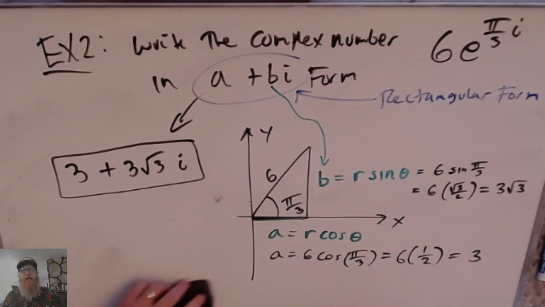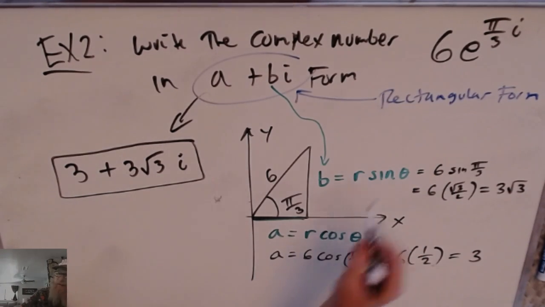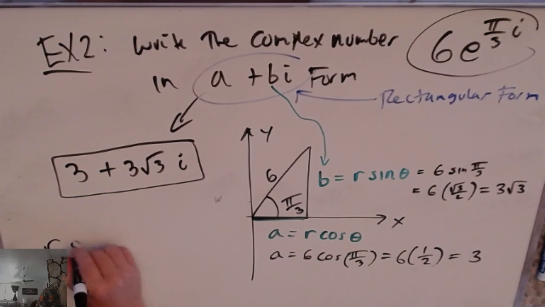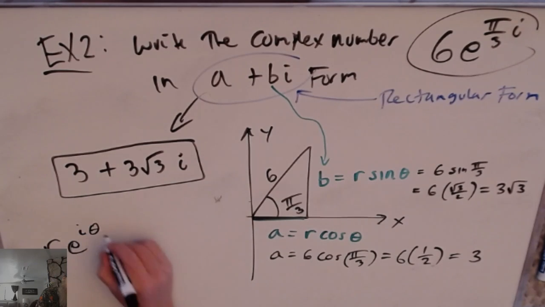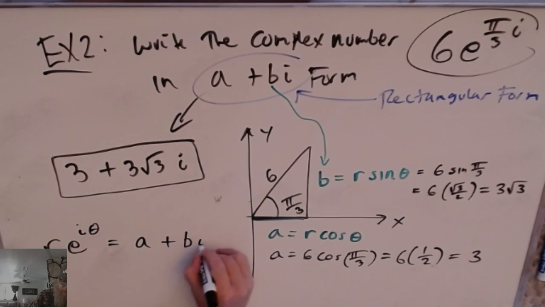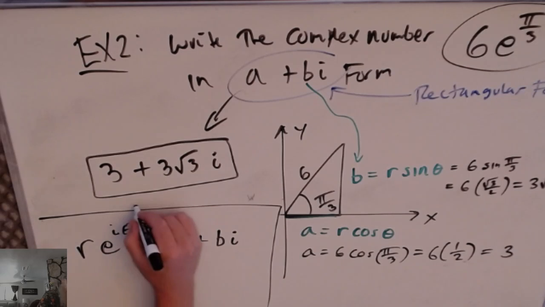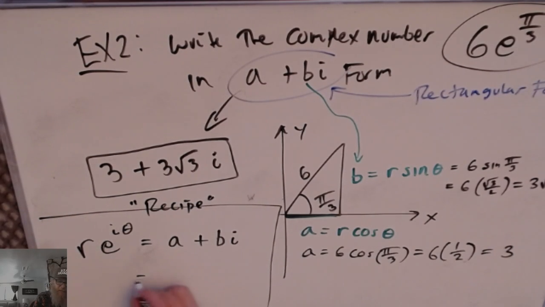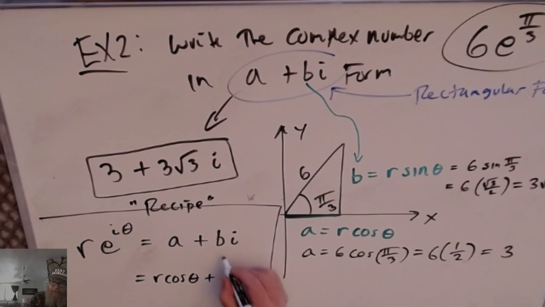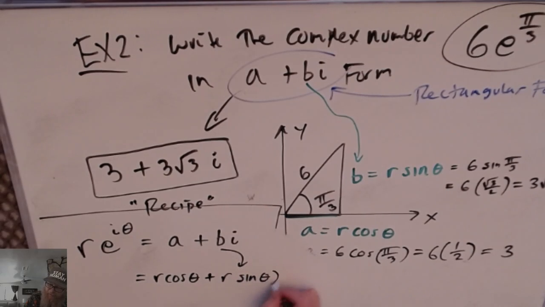So we've kind of established something, that polar form r e to the i theta, if you convert it to rectangular form, if you like to have a recipe here, people enjoy a nice simple recipe. A would be r cosine theta, and B would be r sine theta, and then times i.